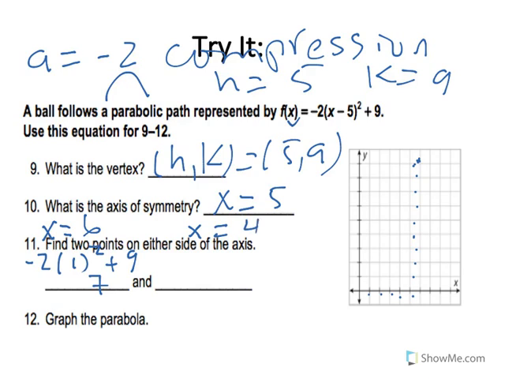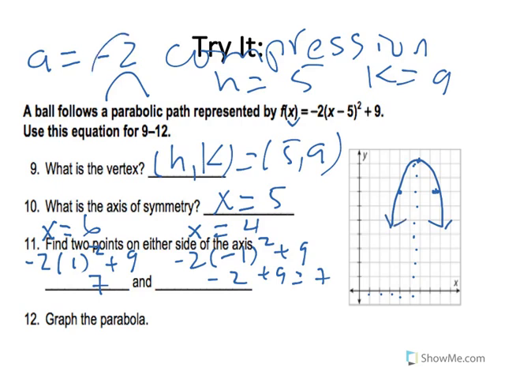Okay, and then the other point, when we pick 1 point to the left, when x is 4, we have negative 2 times 4 minus 5, which is negative 1, squared, plus 9, so this gives us negative 2 plus 9, which is also 7. So 6, 7 is this point, and 4, 7 is this point. So the graph will open downward, as we expect from a negative 2.